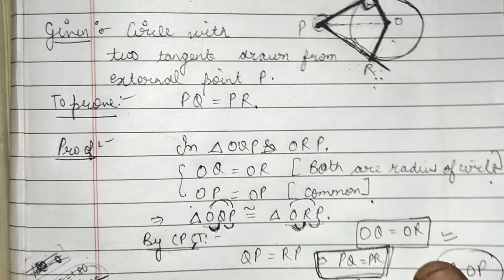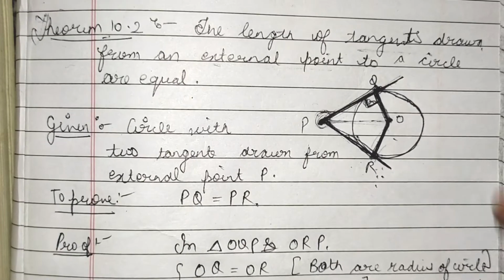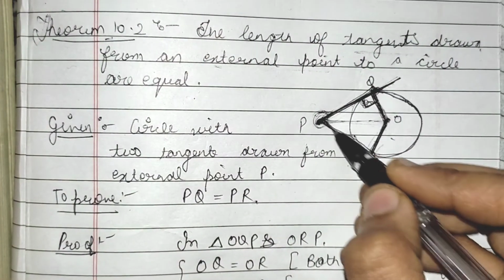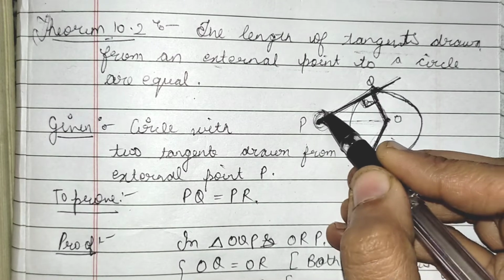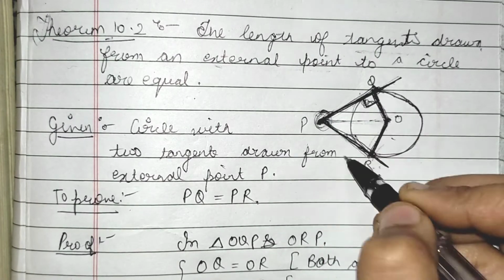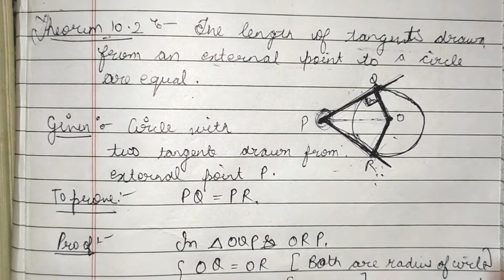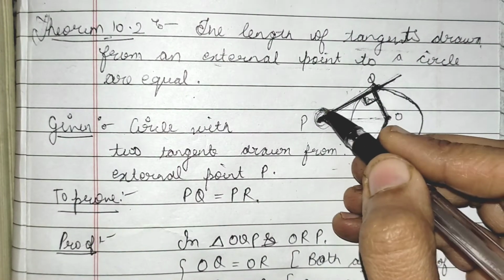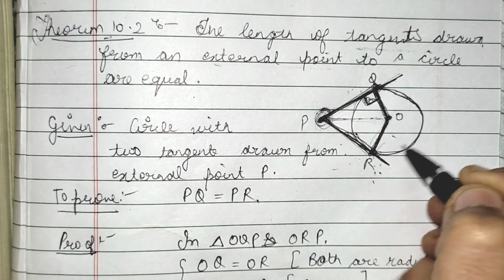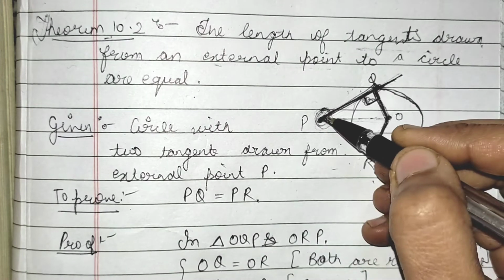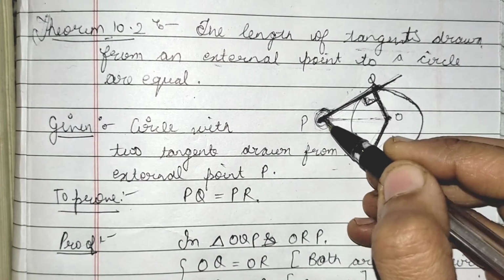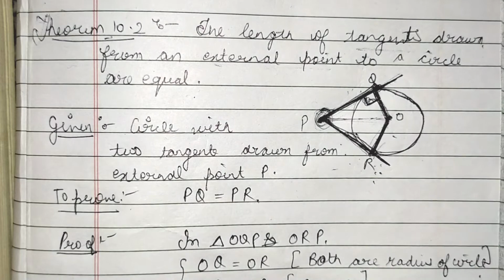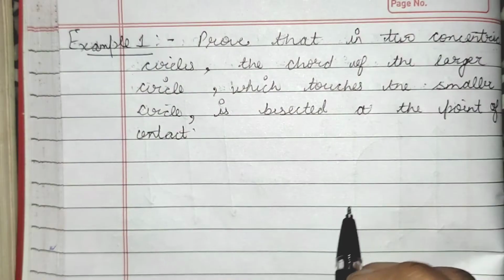So the theorem says that the lengths of the tangents drawn from any external point to the circle are equal. If you draw any two tangents from any point which is outside the circle, the tangents' lengths will be equal. That means PQ will be equal to PR.